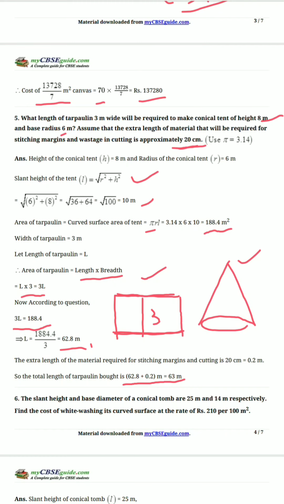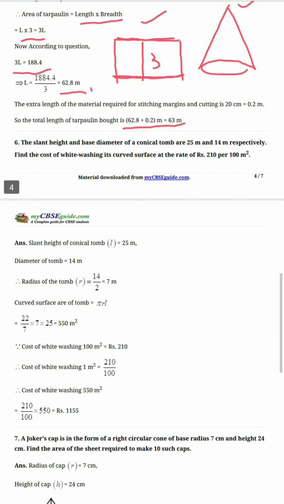Now moving on to the next question, question number 6. The question says the slant height and base diameter of a conical tomb are 25 and 14. So we are being given slant height and diameter. Find the cost of whitewashing its curved surface area at the rate of rupees 210 per 100 meter square. Now we have to whitewash the curved surface area of this conical tent. So first of all we have to find the curved surface area.